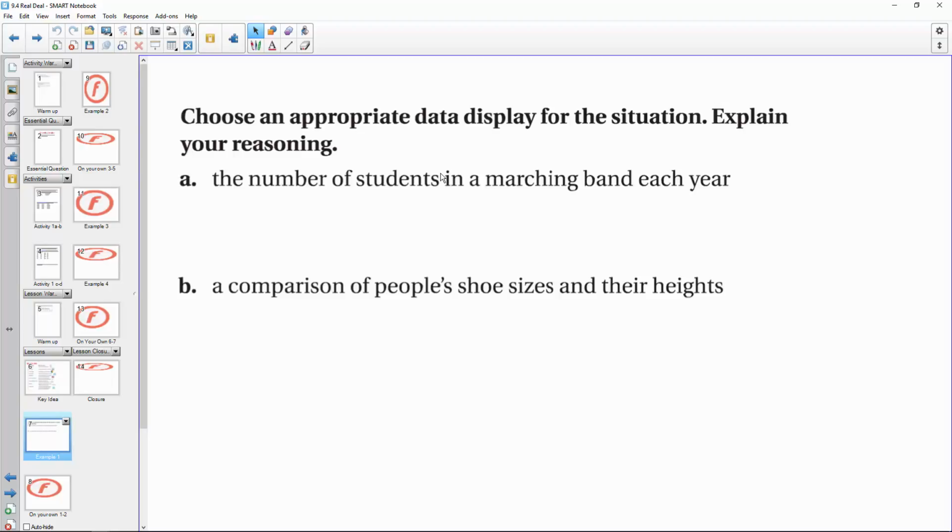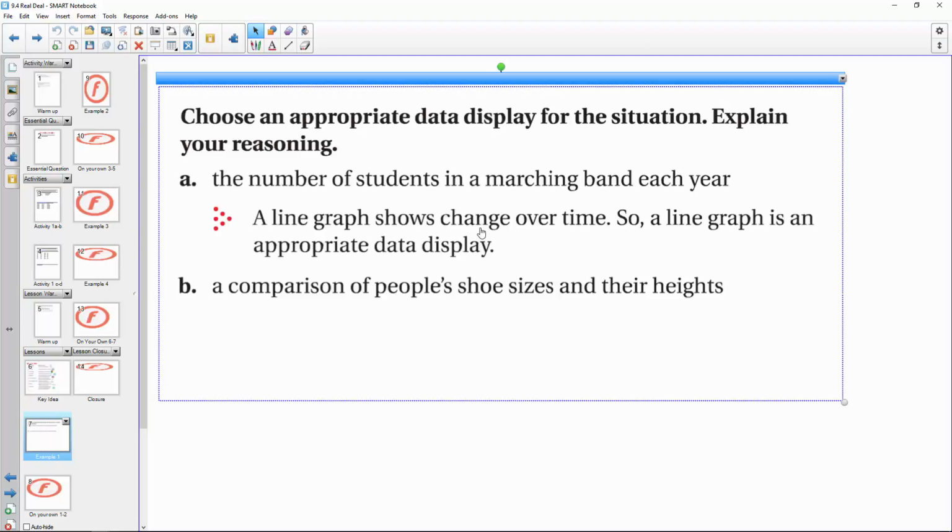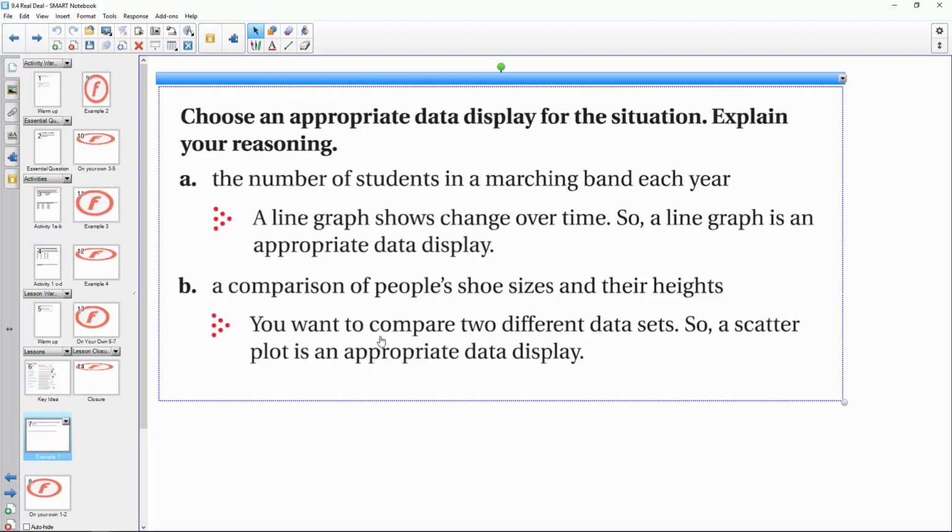So it says choose the appropriate data display for each situation. The number of students in a marching band each year. Well, this is changing, right? So a line plot will show change over time. So it's an appropriate display. A comparison of people's shoe sizes by their heights. You're comparing two different things here, right? And they probably are directly correlated, is my guess. So I'd do a dot plot.